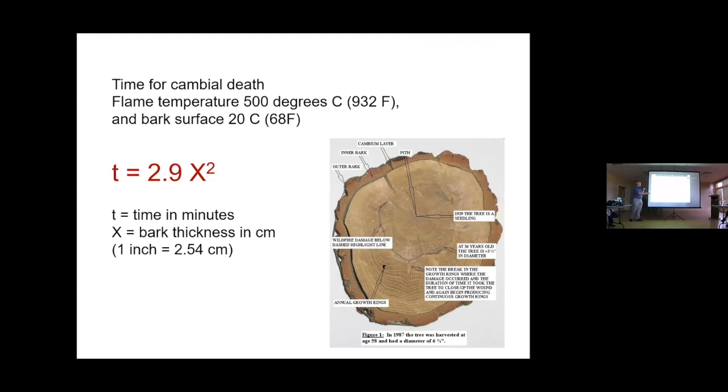So this is 2 centimeter thick bark, which is a little under an inch. So 2 squared is 4 times 2.9 is 11.5 or something like that. That's how long that tree could be exposed to the radiant heat or the heat of a flame before the cambium, which is right under the bark, would be killed. Bark is an incredibly good insulator, right? Yeah. Time in minutes, yep.